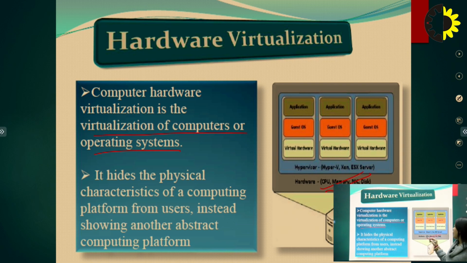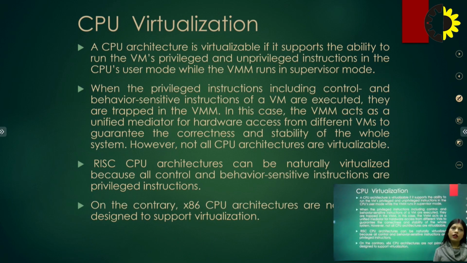In this, we have hardware, and in hardware we have a CPU, memory, network interface card, and hard disk. After that, we have a hypervisor. Hypervisor means virtual machine monitor, like Xen and ESX server hypervisor. After that, we have a virtual machine and guest operating system, and the applications run on that operating system. So this is the architecture of hardware virtualization.